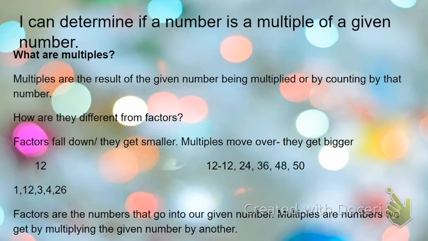And how are they different from factors? Factors fall down, meaning they get a little bit smaller, right? And multiples move over. Again, down here for my example, it's a 2 and a 6, not a 26. For my factors, but now it just looks like there's a 1 in the middle. Anyways, factors get smaller and multiples move over, meaning they get bigger. Factors are the two numbers that I'm multiplying by. Multiples is when I'm multiplying that big number, or that number I'm given, by any other number.